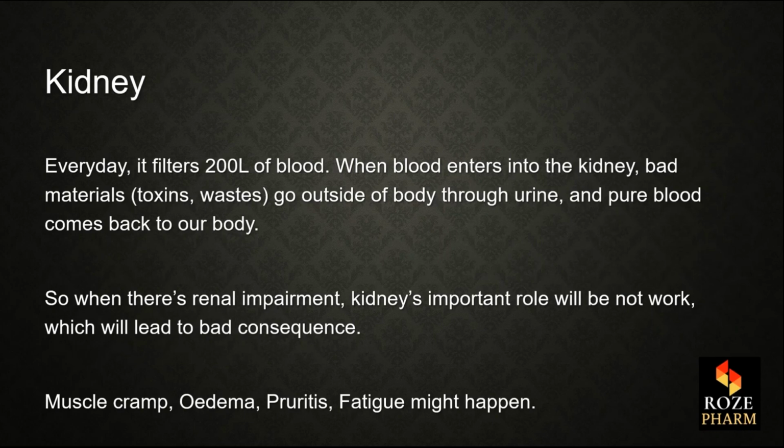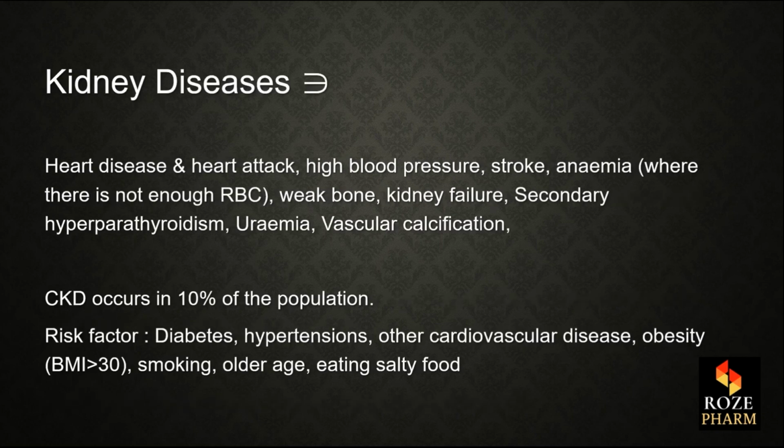Every day the kidney filters 200 liters of blood. When blood enters the kidney, bad materials go outside of the body through urine, and pure blood comes back to our body. So when there's renal impairment, the kidney's important role will not work, which will lead to bad consequences. It will lead to muscle cramp, edema, pruritus, and fatigue.